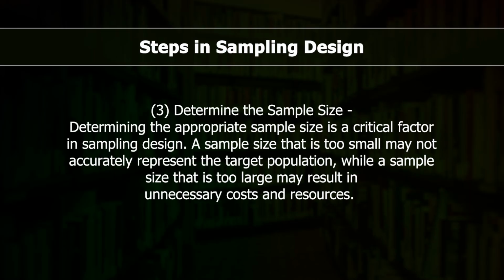Identifying the target population also allows the researchers to ensure that the sample individuals represent the broader group accurately, increasing the external validity of the study. Third step, determine the sample size. Determining the appropriate sample size is a critical factor in sampling design. A sample size that is too small may not accurately represent the target population, while a sample size that is too large may result in unnecessary cost and resources.